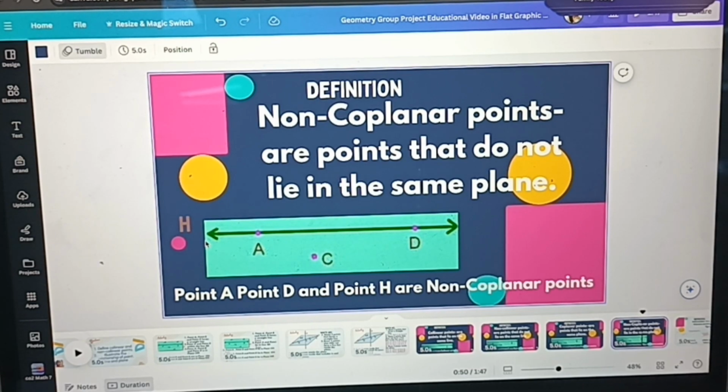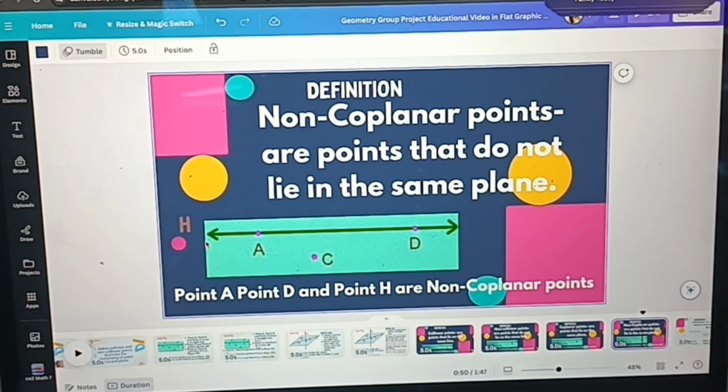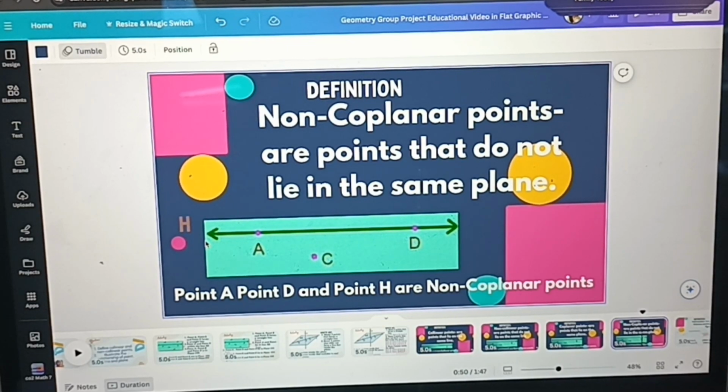Ang kaibahan ng ating coplanar at saka ng ating collinear ay yung collinear natin, ibig sabihin we are talking about the point into your line. Doon sa loob ng line. When we're going to talk about coplanar, yung points na makikita natin sa loob ng ating plane.